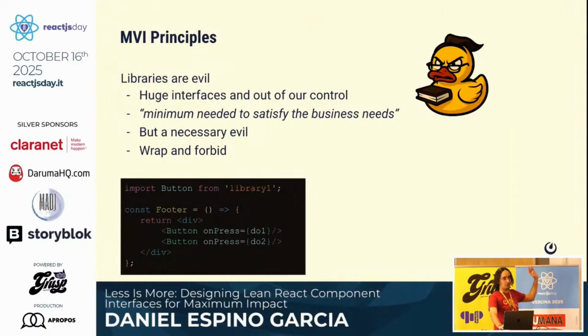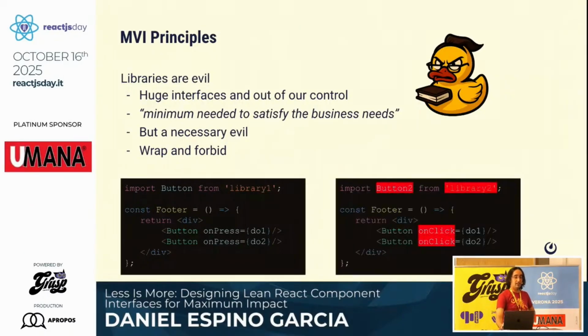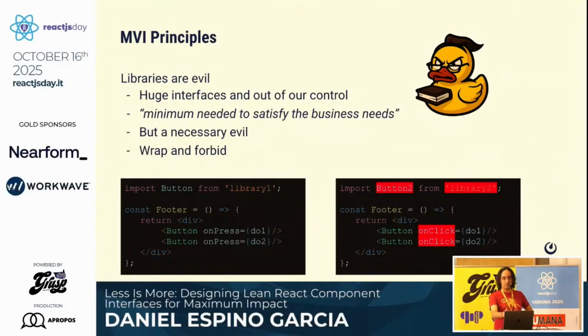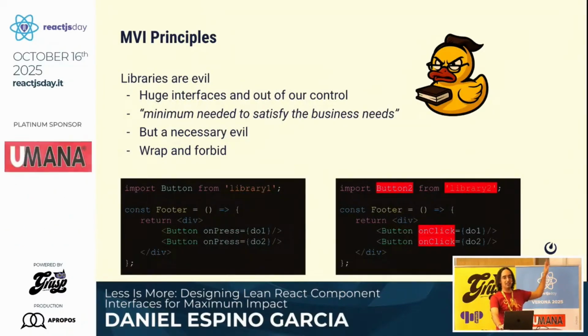We have a footer, two buttons, on press you do stuff. And now we want to change the library. And the other library, instead of on press, says that it's on click. So we have to make all these changes on this file. Yeah, probably I should change the colors, but well, whatever. We're just changing what is in red.